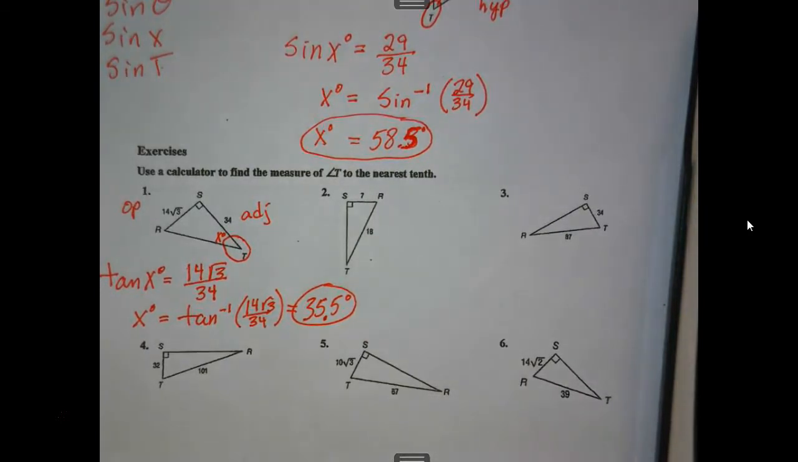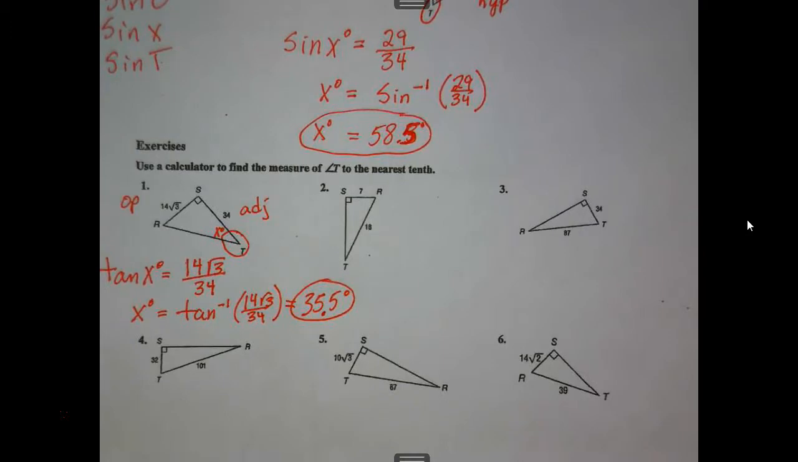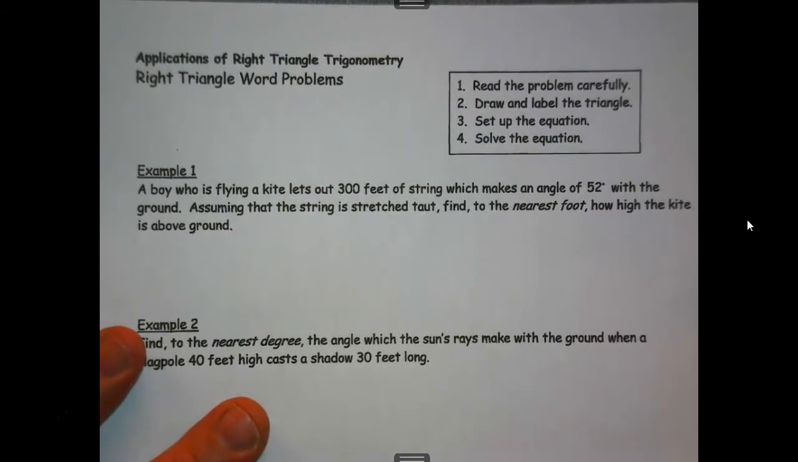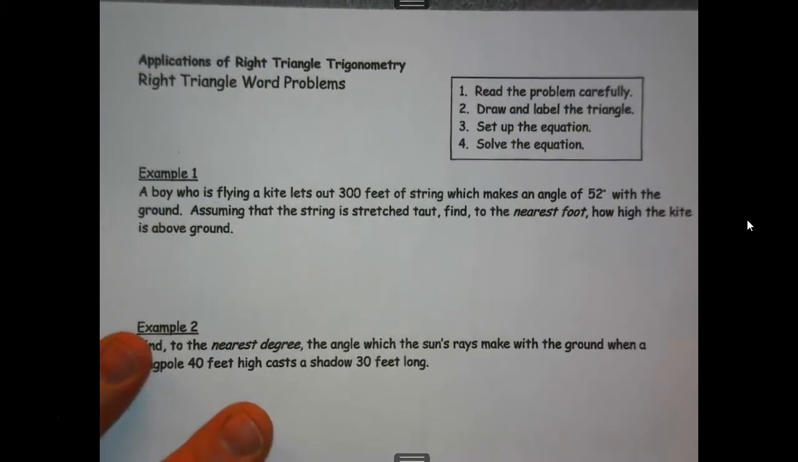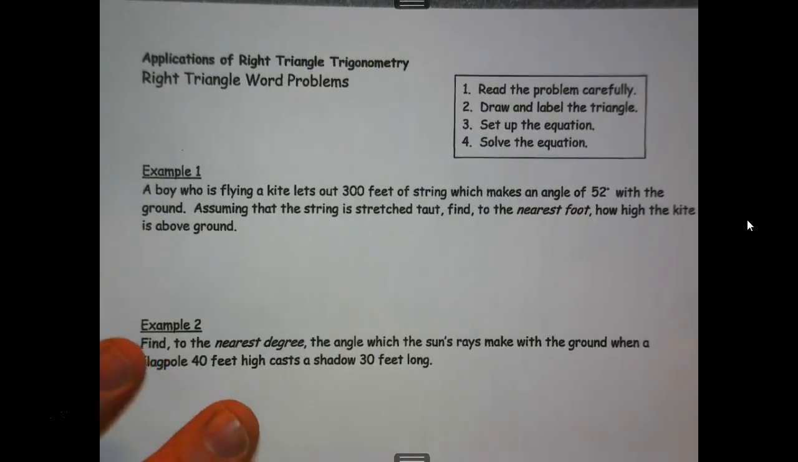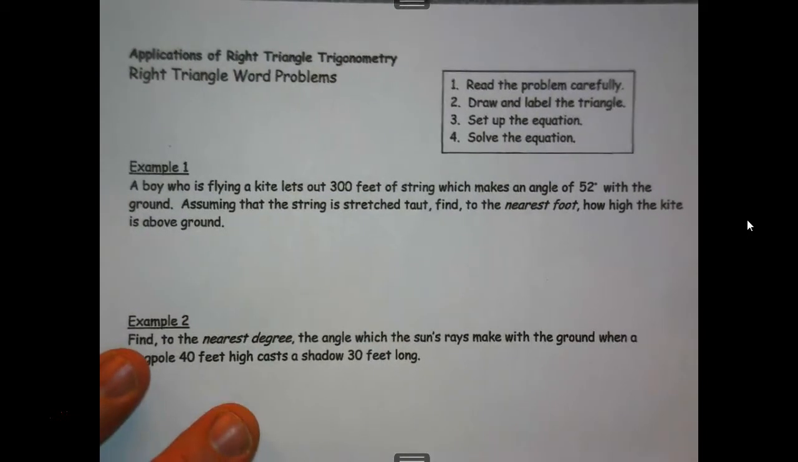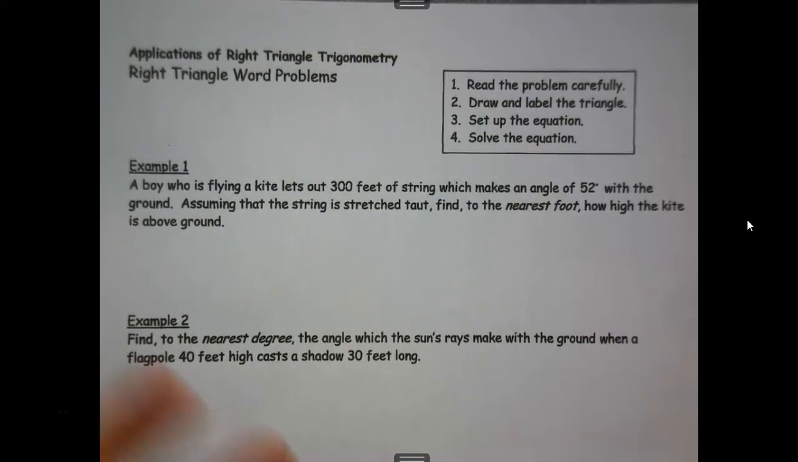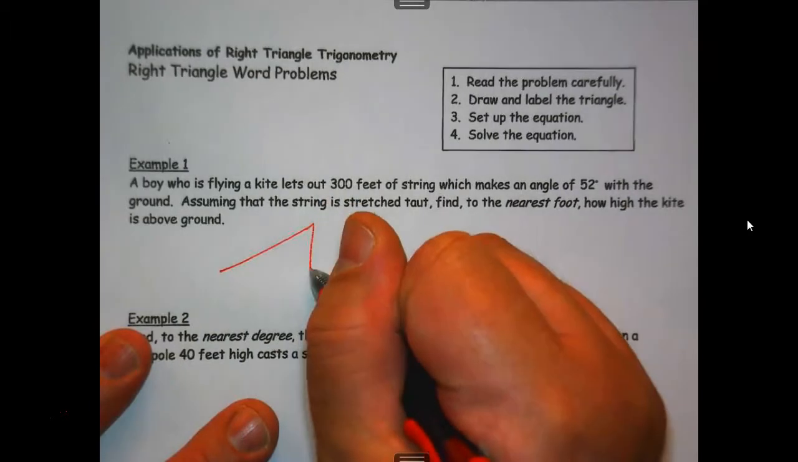What else you got? You got some trig word problems there. Okay, example 1. These are easy. Step 1, read the problem carefully. A boy is flying a kite, lets out 300 feet of string, which makes an angle of 52 degrees with the ground, assuming that the string is stretched out. Find to the nearest foot how high the kite is above the ground. So with right triangle trig application problems, what are you going to have? That's right, a right triangle.